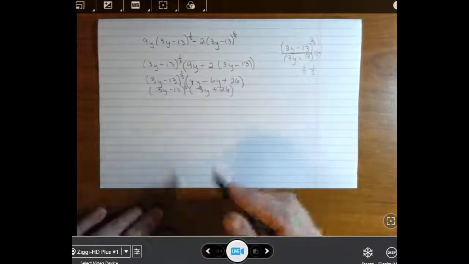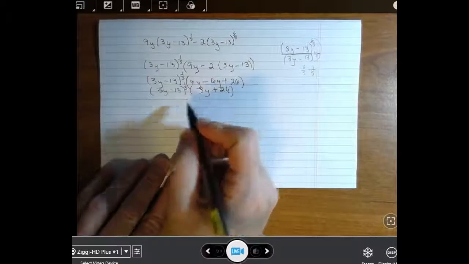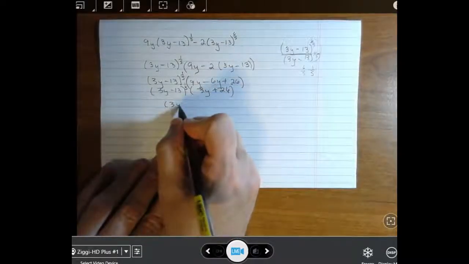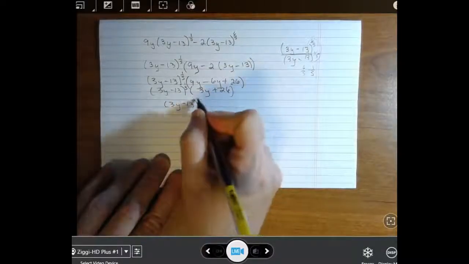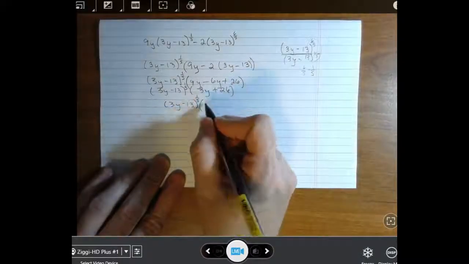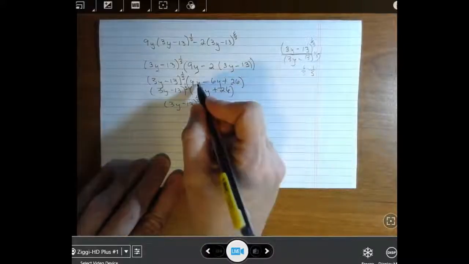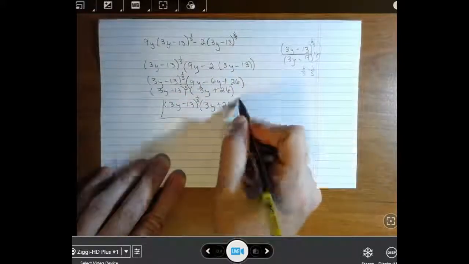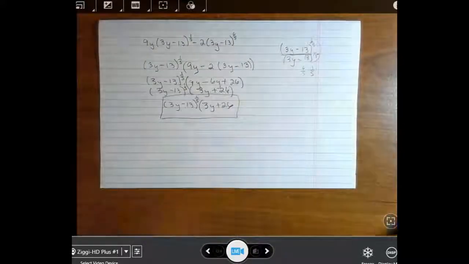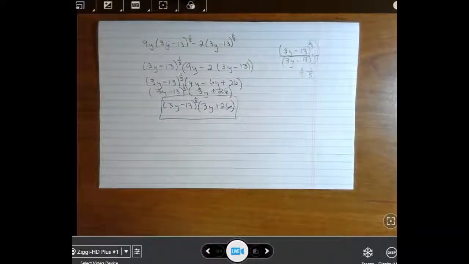Other than you could put it as a 5th root, but I think we're fine with this right here, which is 3y minus 13, just to make it a little clearer. And this is a 3y plus 26. Almost looks like a negative there. That's actually the tail of my y. So that would be our final factored form for, let me put my parenthesis there, for this particular problem.